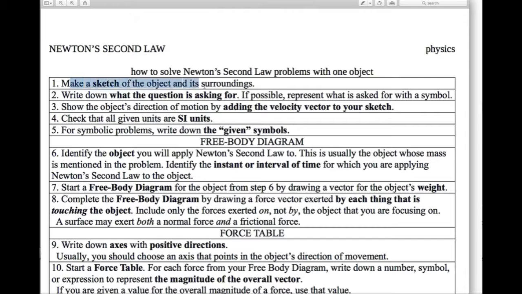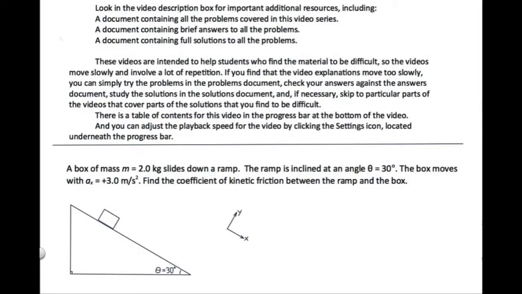We already have a sketch that was provided in the problem, so let's write down what the question is asking us for, representing it with a symbol. So the question is asking for the coefficient of kinetic friction. Try to write down the exact right symbol.